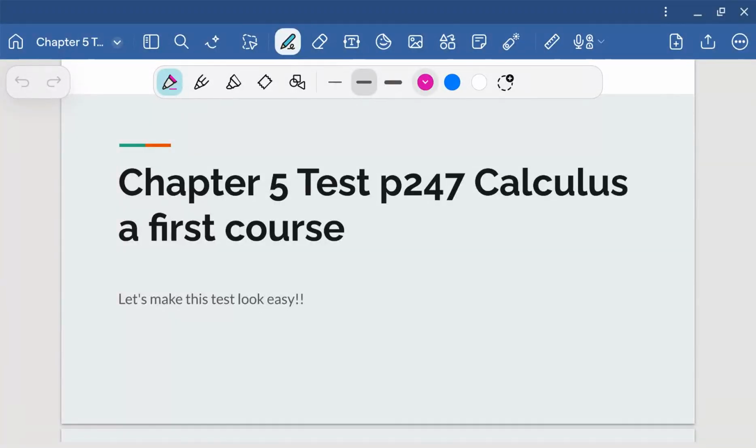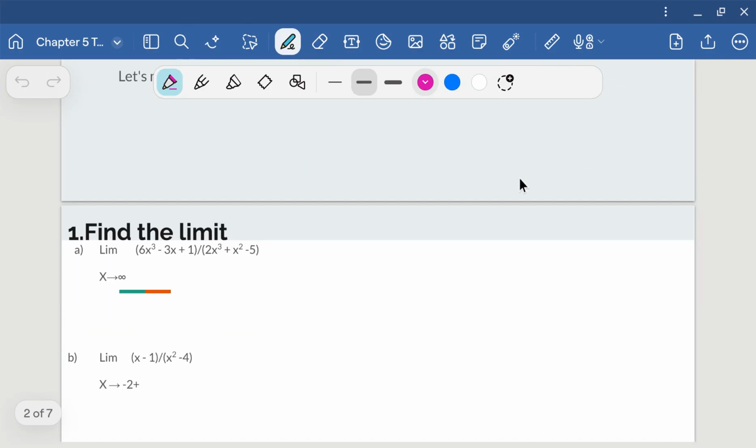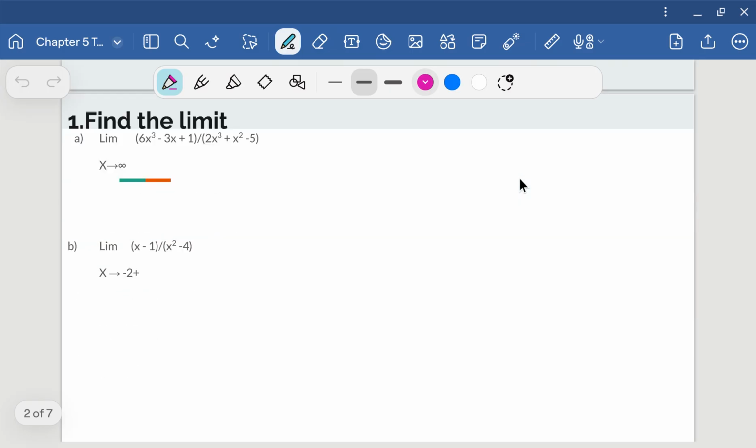Okay, so here is the Chapter 5 test from Calculus, a First Course textbook. This is on page 247, and I'm going to try and make this test look as easy as possible. So the first one is just finding the limit.